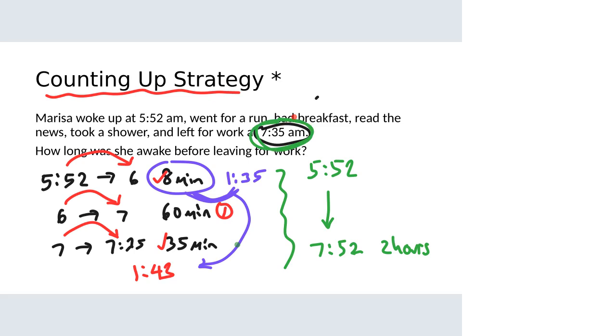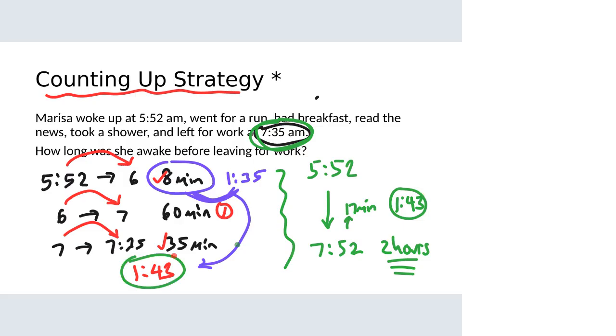Now I've got to back up a little bit. From 2 hours, I need to subtract to get me from 7:52 back to 7:35. Well, I need to go backwards 17 minutes. So I'll take 17 minutes off of my 2-hour mark and end up with an hour and 43 minutes.